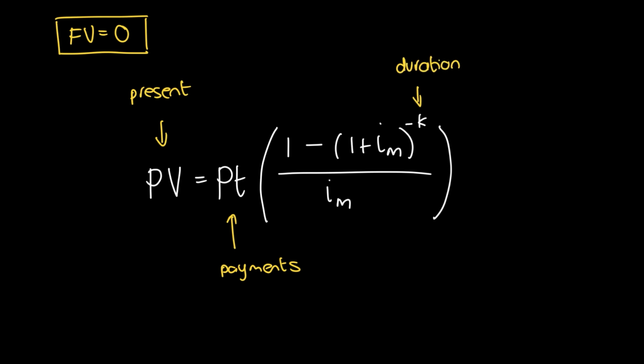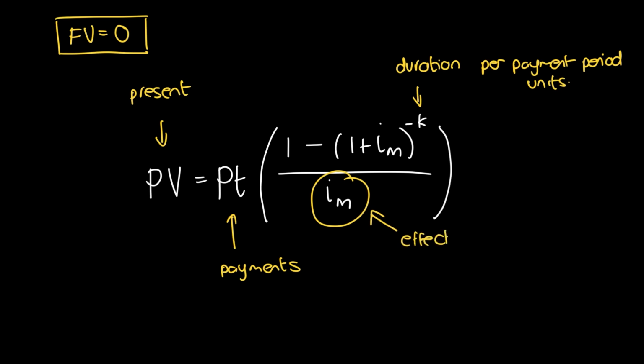And it's the duration per payment period units. So if your compounding periods and your payment periods differ, it would be the duration per your payment periods. Then your effective interest. Now, one thing just to note, it's the effective interest per payment period.